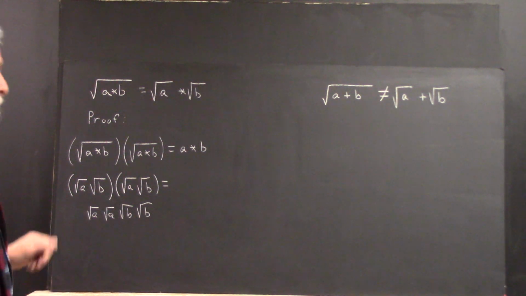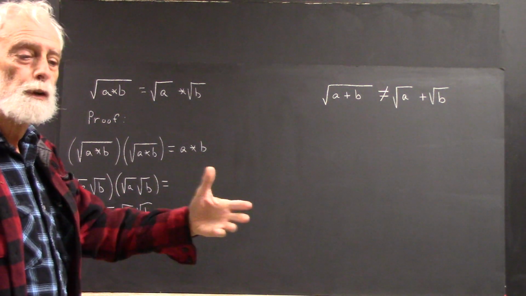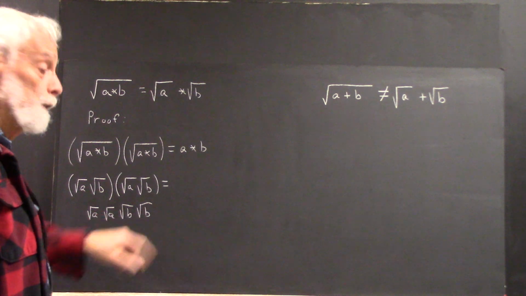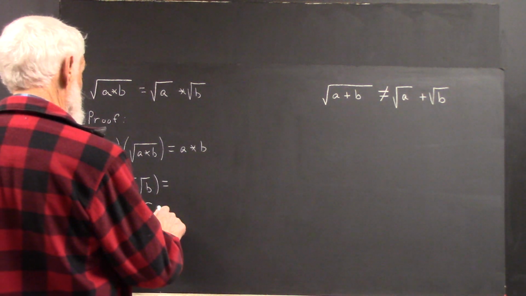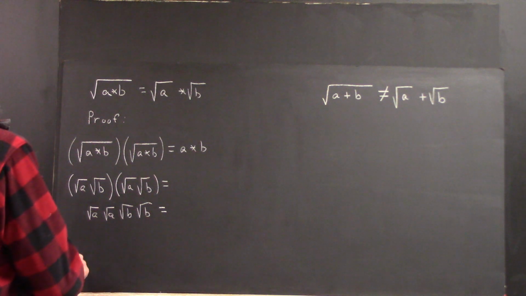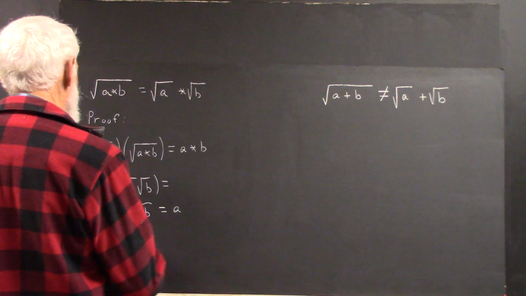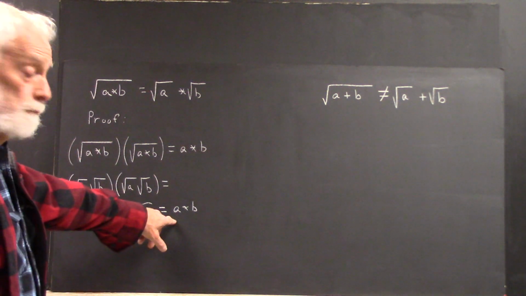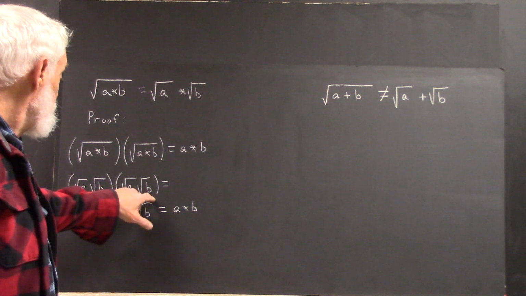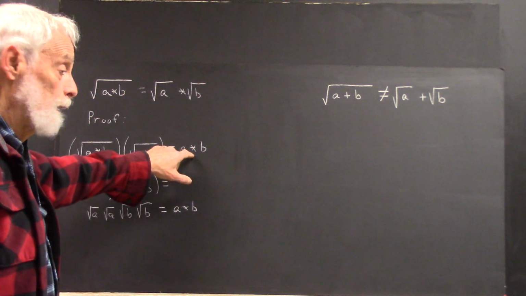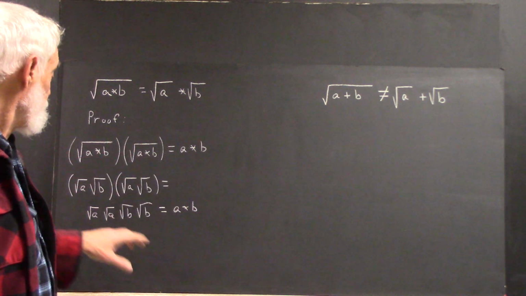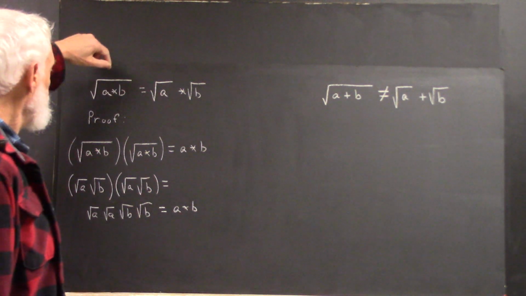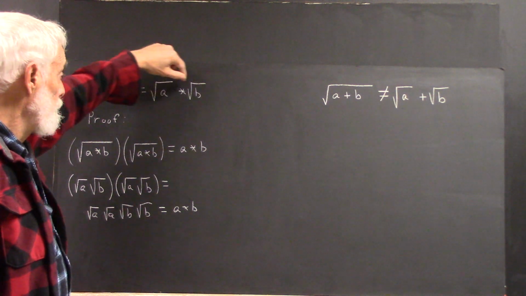This isn't a rigorous proof, but we know that when you have 4 numbers, it doesn't matter in which order they're multiplied. Well, here are 4 numbers. We can multiply them in any order. I choose to multiply them in this order. But of course, the square root of A times the square root of A is just A, and the square root of B times the square root of B is just B. So again, if I square this, I end up with A times B, just as if I had squared the square root of AB. So the square root of a product has to always equal the product of the square roots.